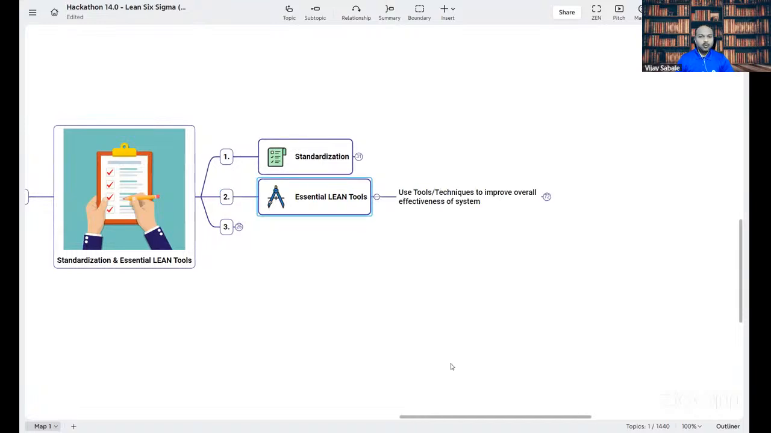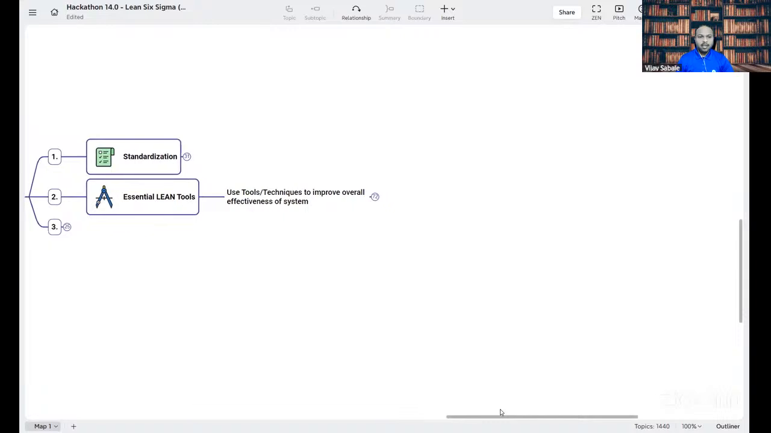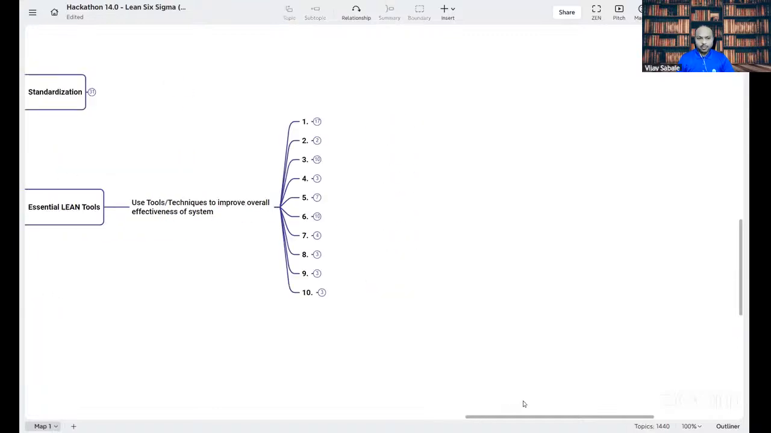As you know, what is the importance of the lean tools? These are the tools or techniques we use to improve the overall effectiveness of the system. As you know how lean works, we identify the waste in any of the processes, and we use these tools so that we can eliminate that waste, right? So the lean philosophy is totally based on elimination of waste. Now let's talk about what these 10 essential tools are.